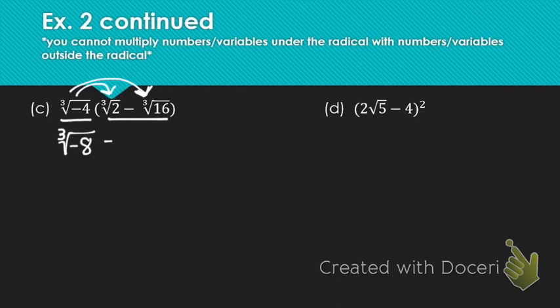Can we multiply negative 4 and 16? Yes. Because our next step is the cubed root of negative 4 times the cubed root of 16. Again, negative 4 and 16 are both underneath the radical, so we absolutely are allowed to multiply them. What is negative 4 times 16? Negative 64. Good. Now we've got to simplify.